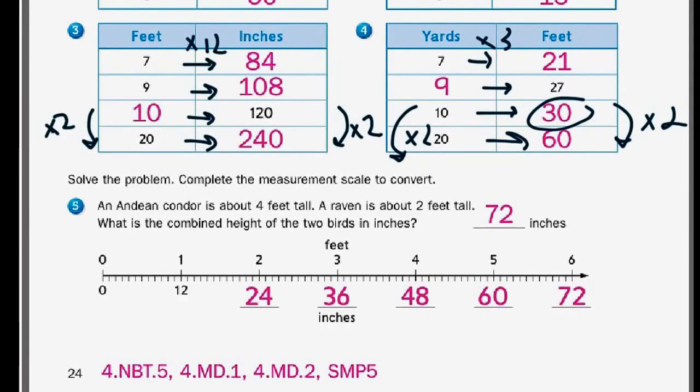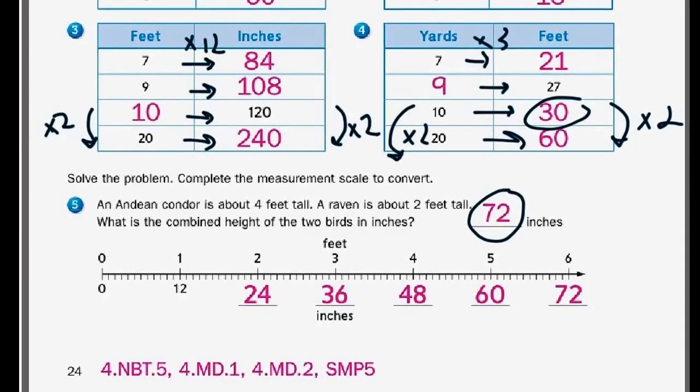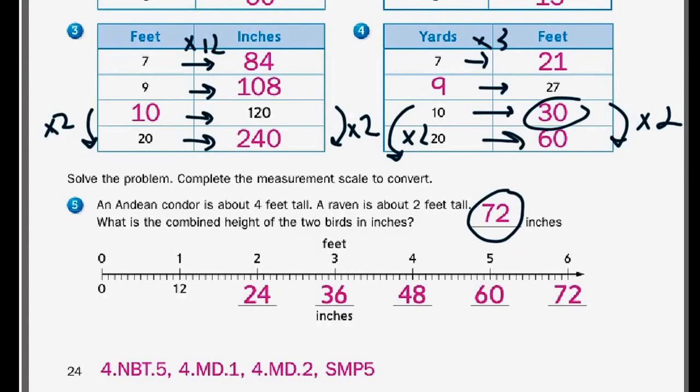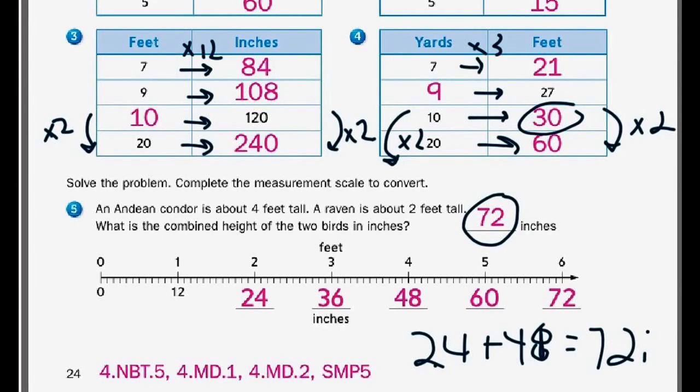Okay, hopefully you got 72 inches as your answer for number 5 there, right? Because 4 feet is equivalent to 48 inches. That's 4 sets of 12. 4 times 12 would be 48, plus 2 more 12s, right? 12 plus 12, or 12 times 2 here would be 24. If you combine 24 plus 48, you're going to get 72 total inches.